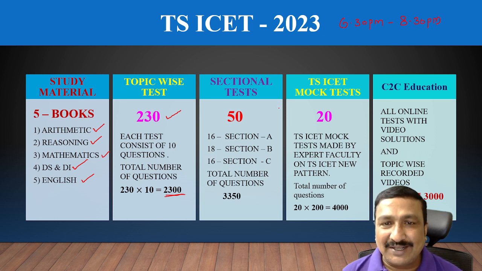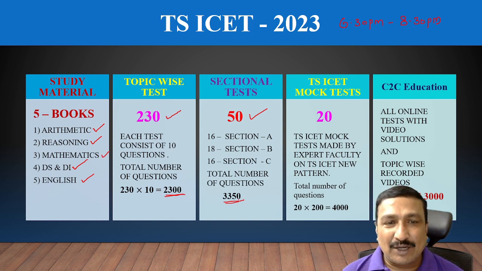And we are giving 50 sectional tests. Of these 50 sectional tests, 16 sectional tests are analytical ability or section A, 18 sectional tests are section B or mathematical ability or arithmetical ability, and 16 sectional tests are from communication ability or section C. From these total 50 sectional tests, we get a total of 3350 questions.